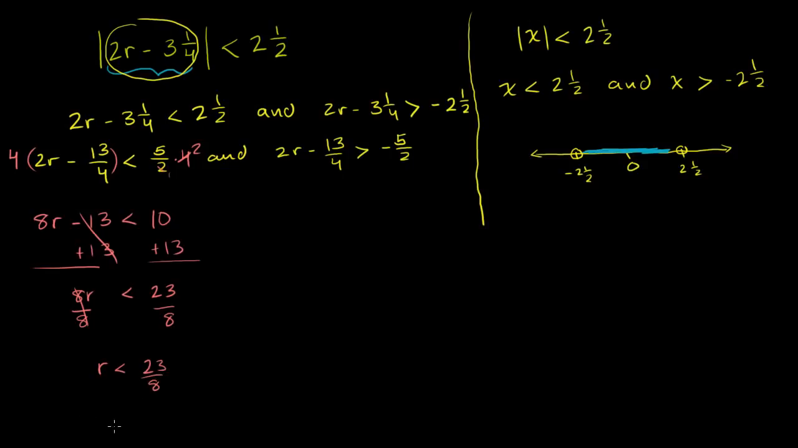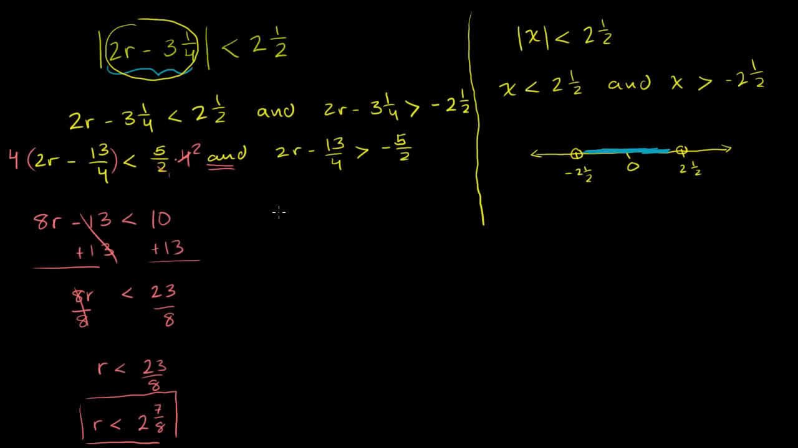Or if you want to write that as a mixed number, r is less than, what is that, 2 and 7/8. So that's one condition, but we still have to worry about this other condition. There was an and right here. Let's worry about it. So our other condition tells us 2r minus 13 over 4 has to be greater than negative 5 halves. Let's multiply both sides of this equation by 4.